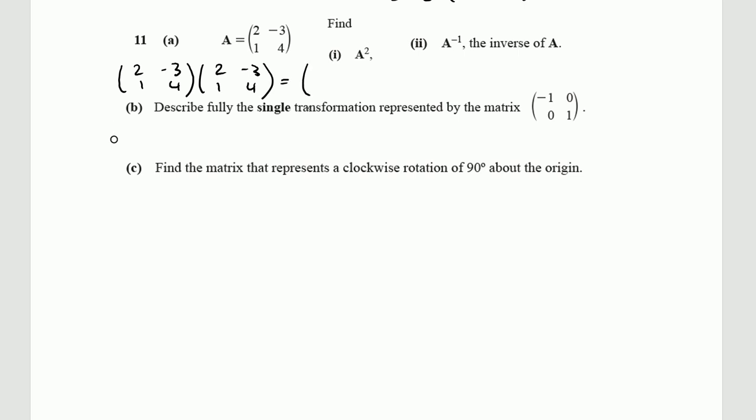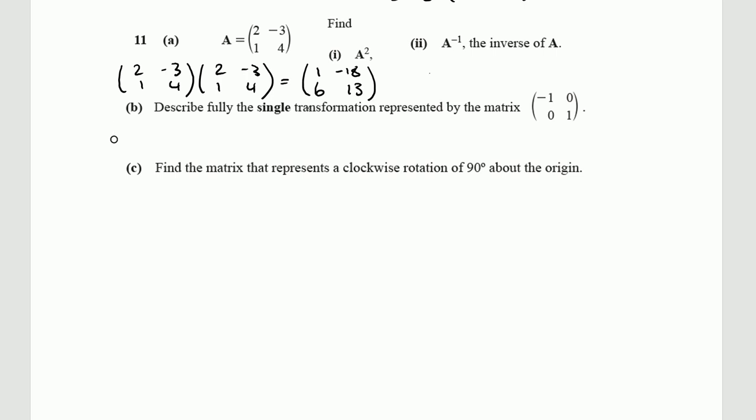So I've got 2 times 2 is 4, add minus 3, which gets me 1. 2 times minus 3, minus 6. Minus 3 times 4, minus 12. So, minus 6 add minus 12 is minus 18. 1 times 2 is 2, add 1 times 4 is 4, that's getting me 6 altogether. 1 times minus 3 is minus 3, 4 times 4 is 16, so minus 3 and 16 makes 13.